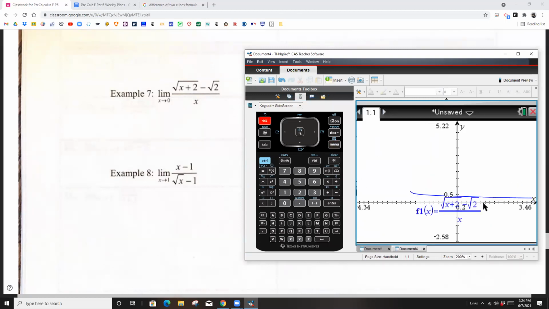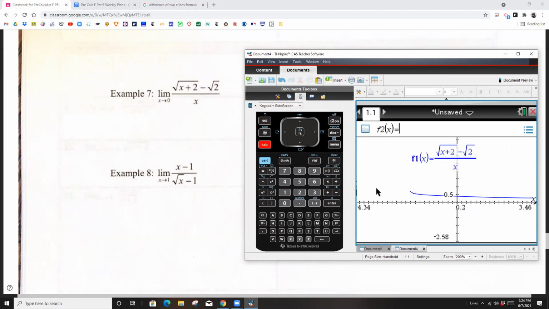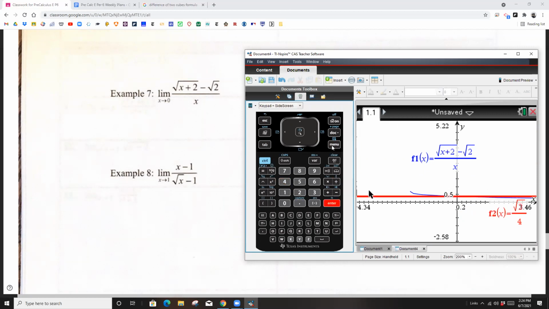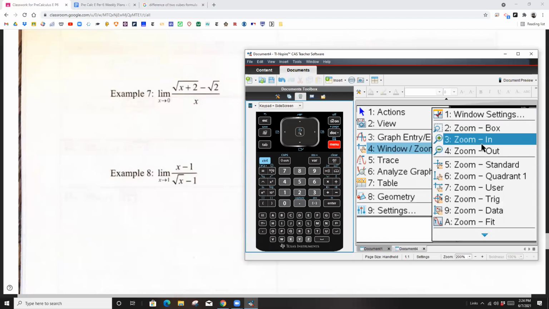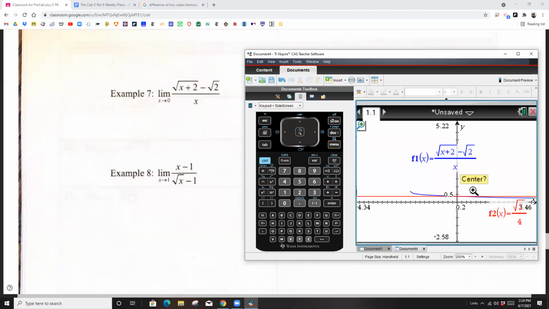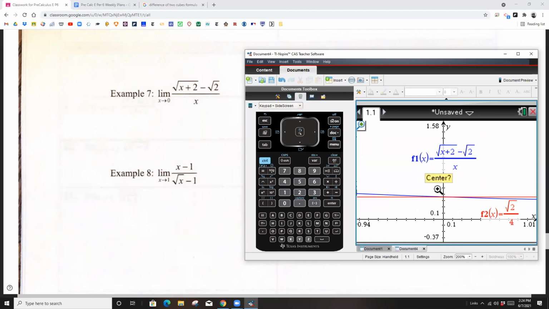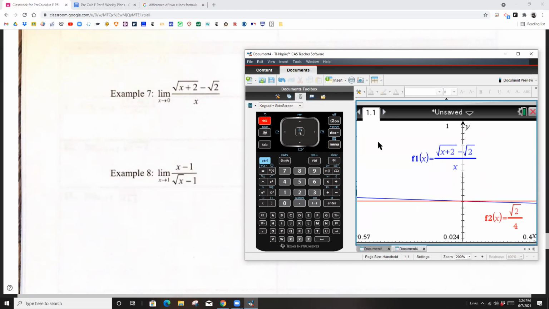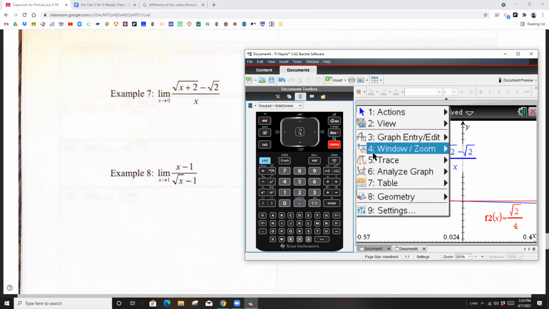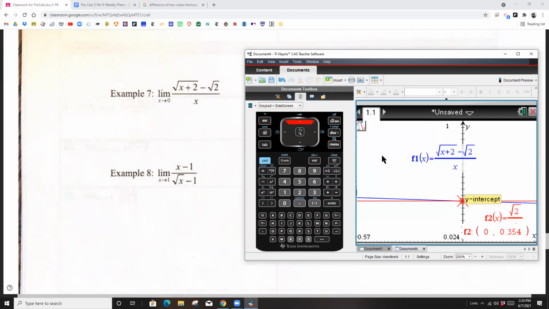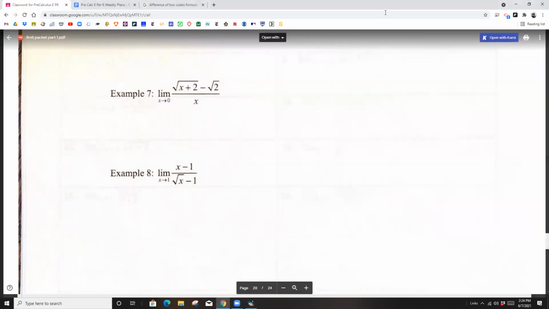All right, and we could see what the y value is for root 2 over 4. Sorry, I'm bad at multitasking and talking at the same time. But we could see, although it's undefined at 0, which we'll see by tracing it, that's what the y value would be at 0 if it was defined. See, undefined, but should be around 0.354, which is root 2 over 4.